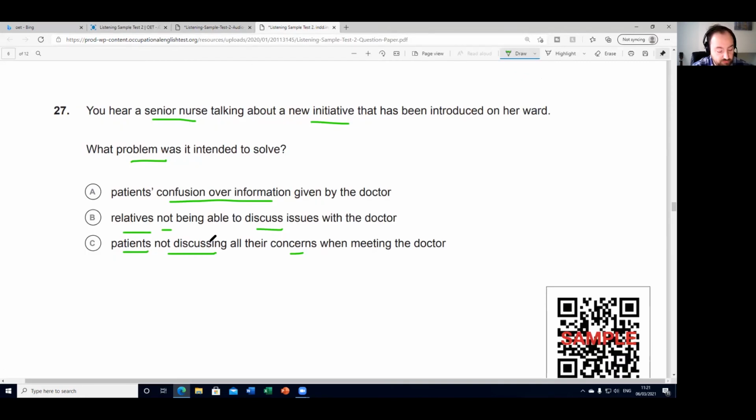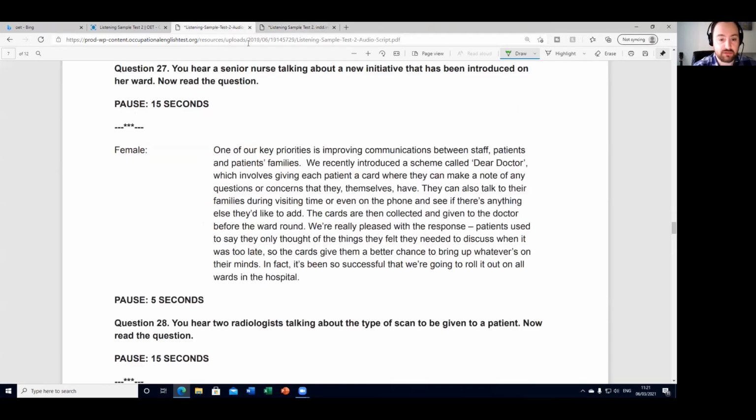Okay, so what did you go for in this one? If you said C, then you are correct. That was the answer. Patients not discussing all their concerns when meeting the doctor. So let's go over to the tape script for this one. Here it is here. So if we look at what gives us the answer here, you'll see that a lot of the text includes information about this, okay?